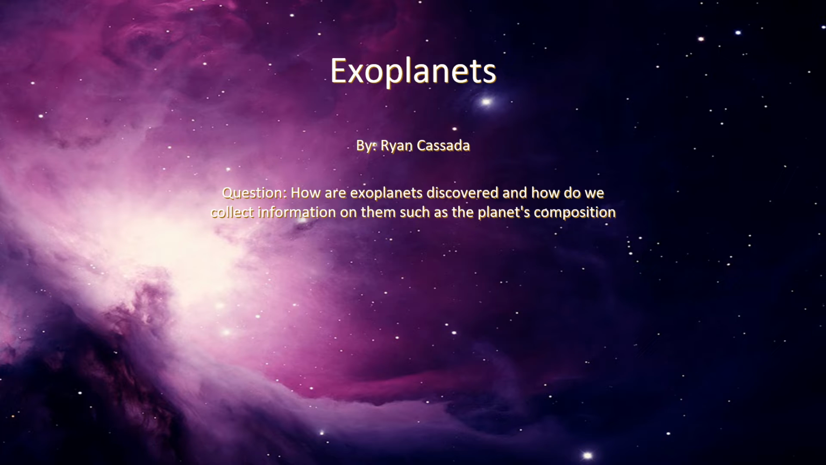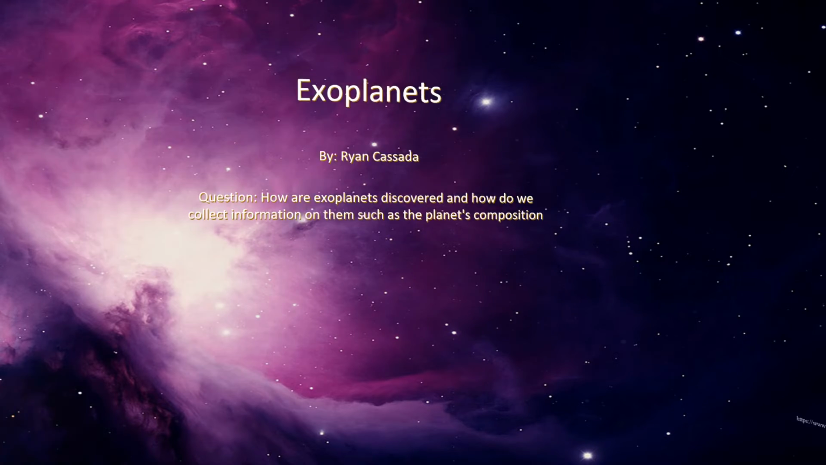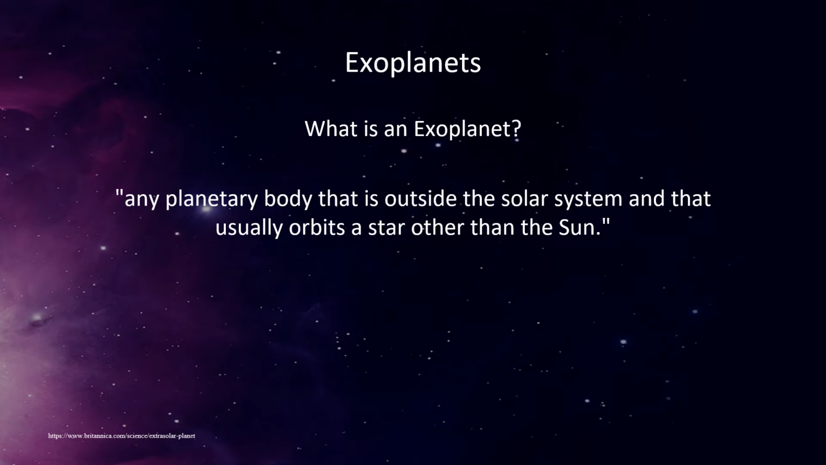The question I am going to answer is, how are exoplanets discovered, and how do we collect information on them, such as the planet's composition? First, let's ask the question, what is an exoplanet? An exoplanet is a planetary body that is outside the solar system, and that usually orbits a star other than the Sun.